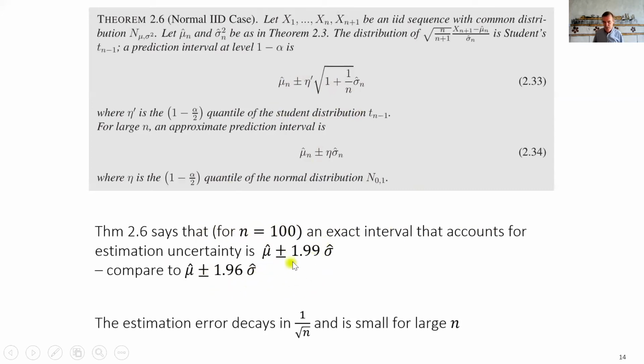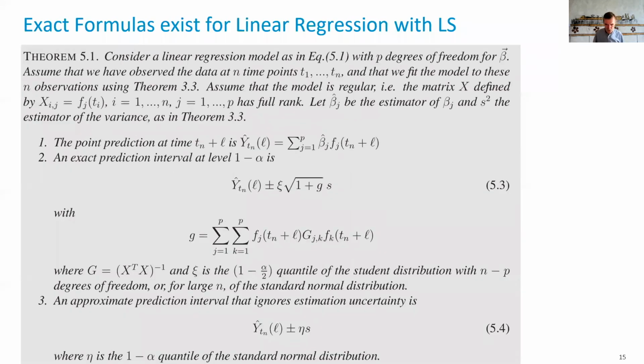So what it seems here is that the estimation uncertainty is much smaller than the prediction uncertainty, therefore ignoring it is probably okay. We see that the estimation error decays in 1 over square root of n and is small for large n, whereas the prediction uncertainty does not decay with the number of points we have used for estimating. So in general, there are exact formulas.